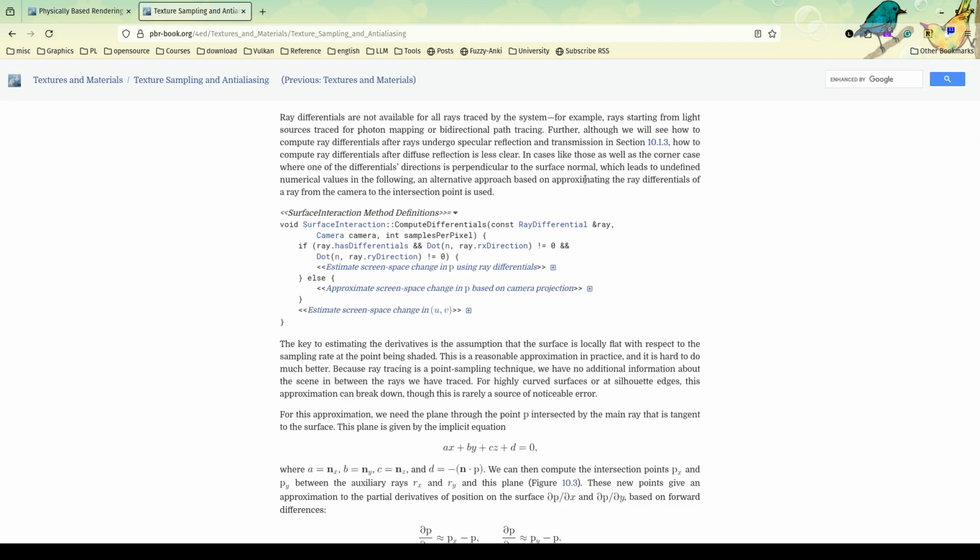And so a comment, I wonder how much accurate differentials for diffuse rays impact the image. I can't imagine it's that significant. I don't know. Yeah, but anyway, so if we don't have ray differentials, we use the alternative approach.